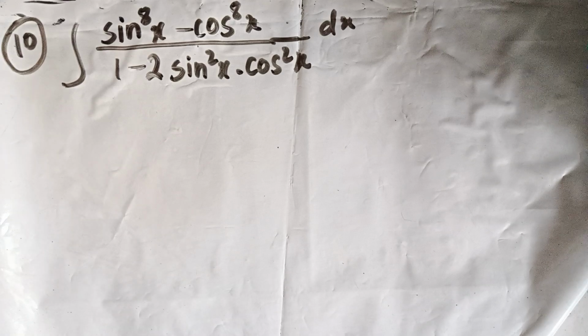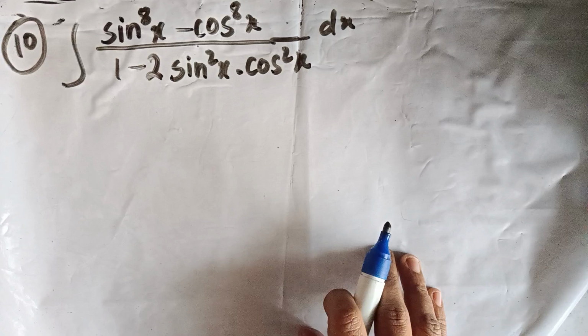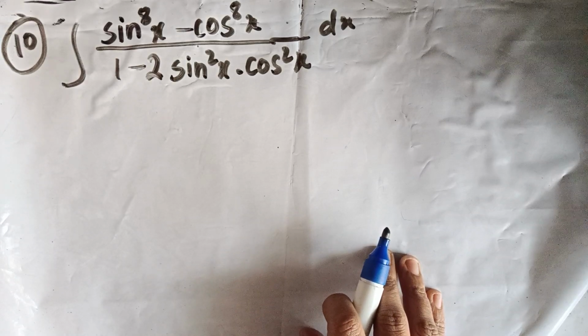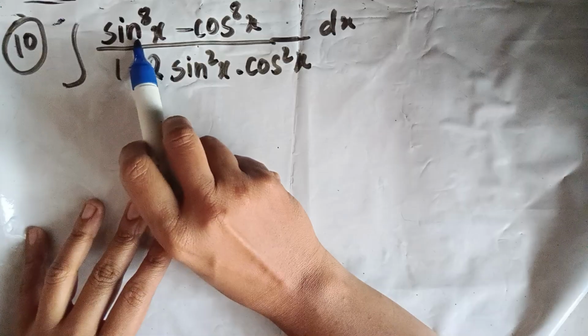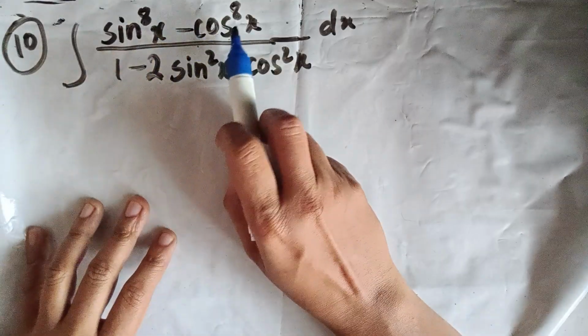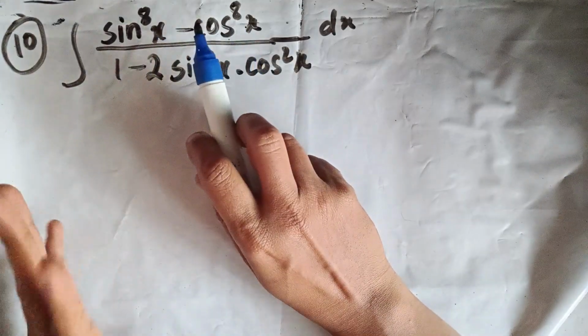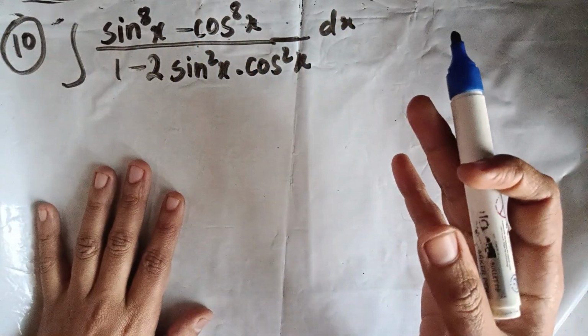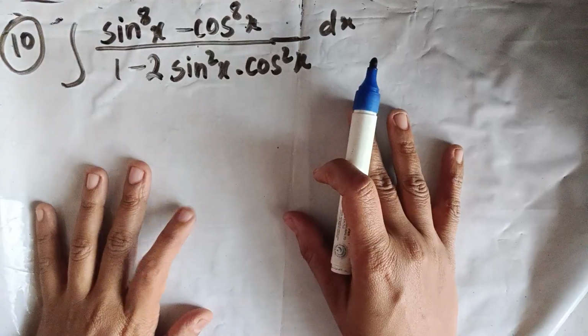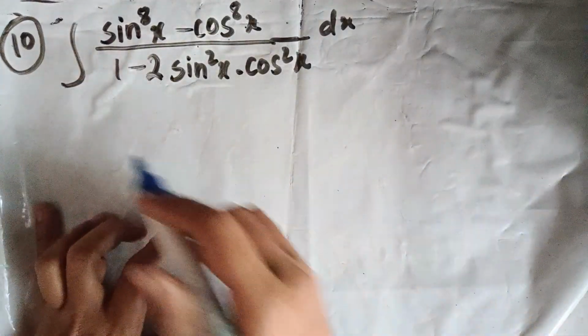Next question, you have to integrate this. So looking at the question, you will find that you have to use trigonometric formulas, okay, identities. So first thing is, here it is given sine raised to 8 and cos raised to 8. So if I take it as sine square x minus cos square x, okay, then we can use the algebraic identity a square minus b square.